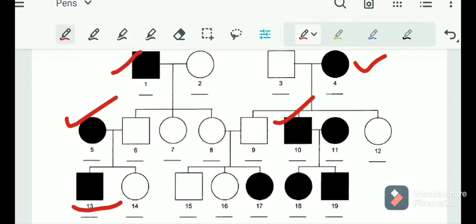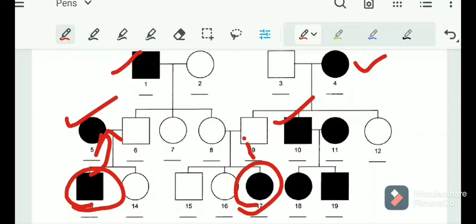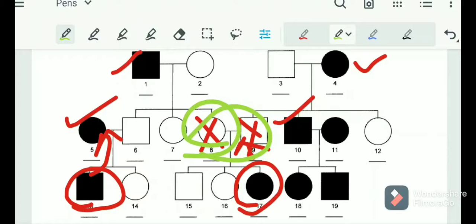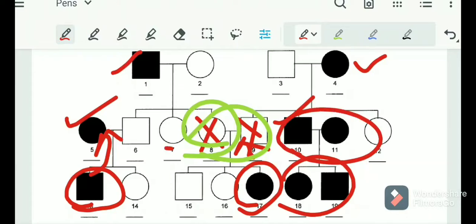See, this affected child has an affected parent. This affected child has no affected parents, right? This is unaffected parents. This affected child has affected parents. So if affected children have unaffected parents, then that is recessive. That is, one generation is skipped, that is not affected.